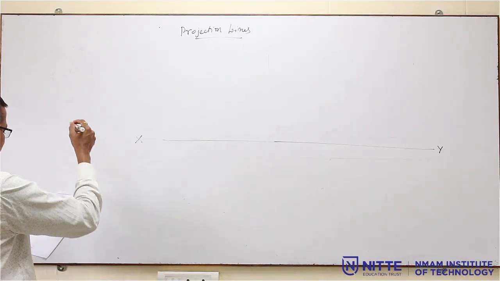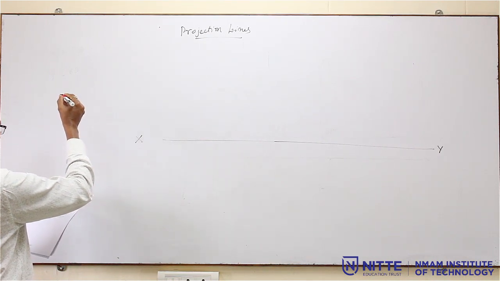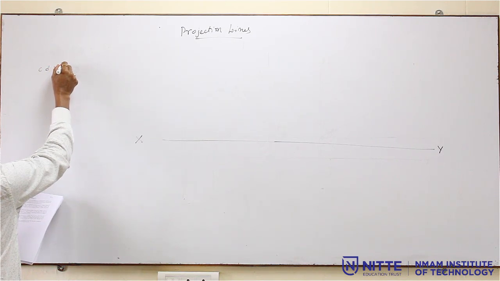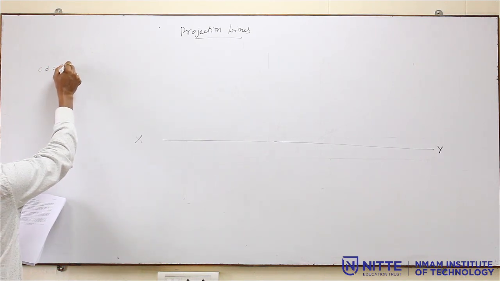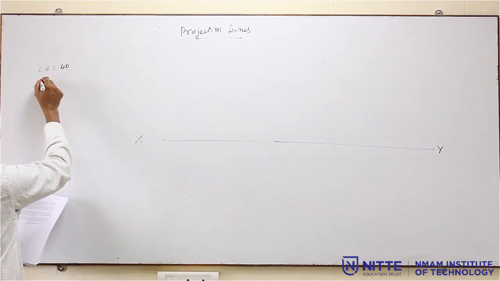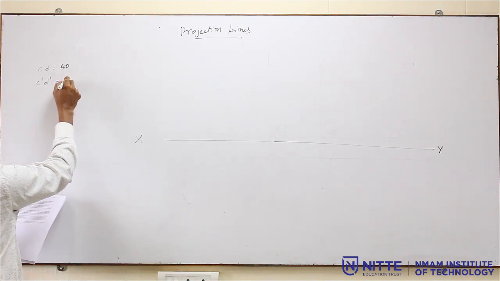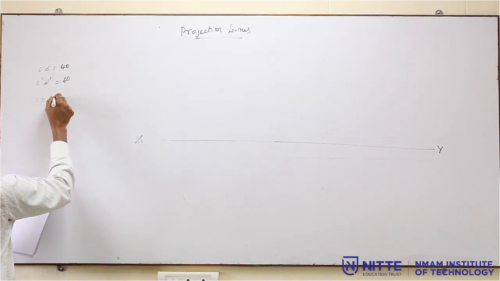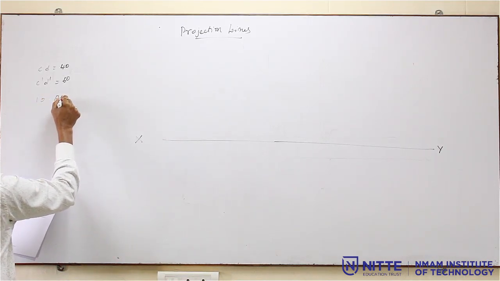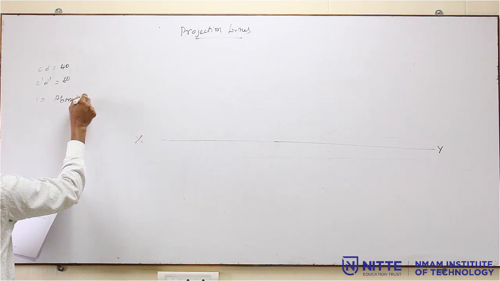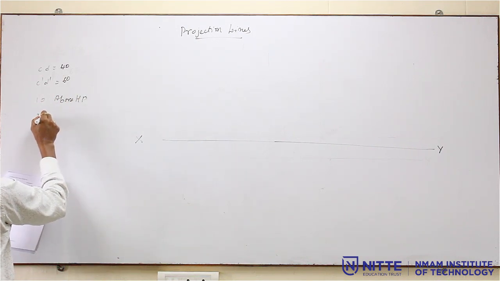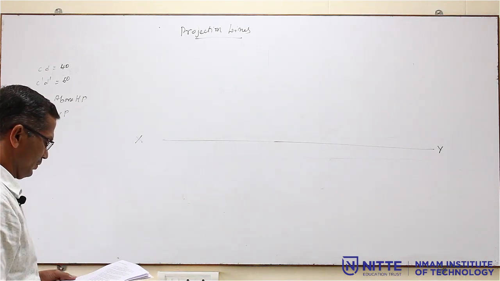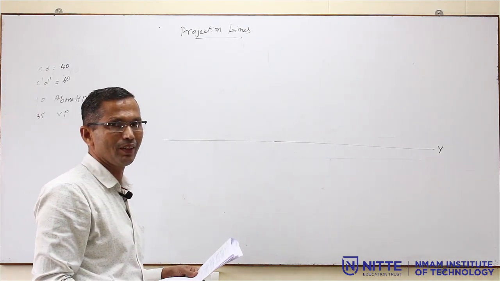So, the distance is given. Top view, that is CD, is equal to 40, and front view C dash D dash is equal to 60. One end is 10 mm above HP, and the other end is 35 mm in front of VP. So, this is the information given.